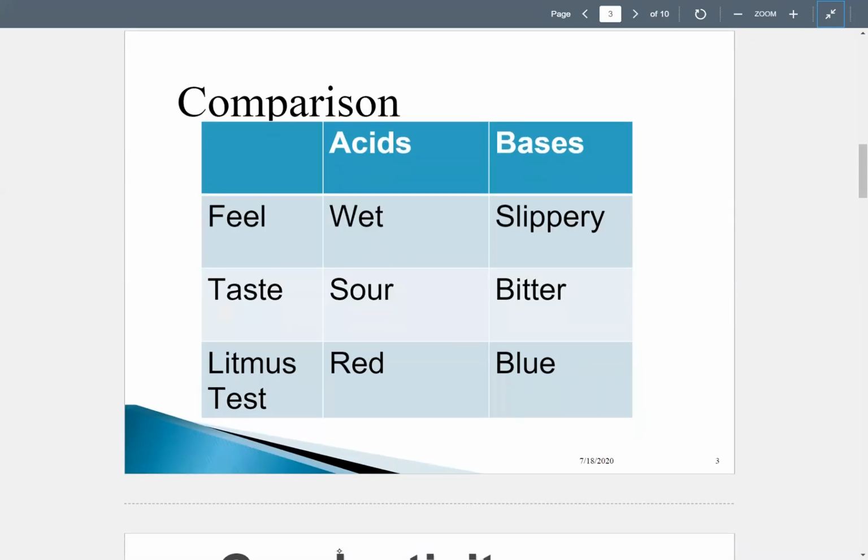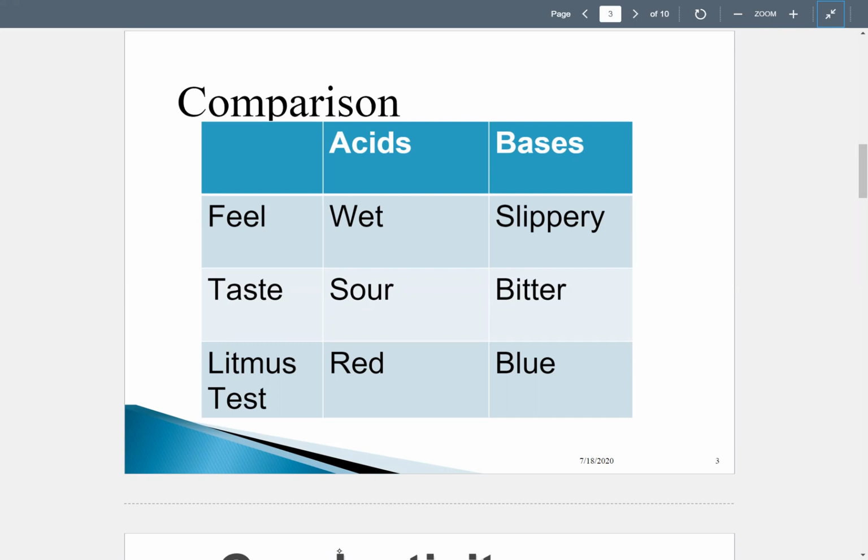So let's look at the properties of an acid or a base. How do you know you're dealing with an acid or a base? First off, feel. For acids, they just feel like water. So it's hard to feel that you're touching an acid, other than if you have cuts on your fingers, they'll start to burn really quickly.